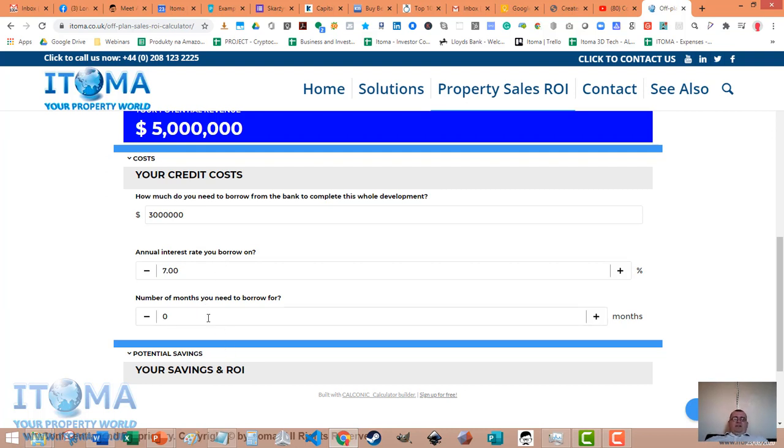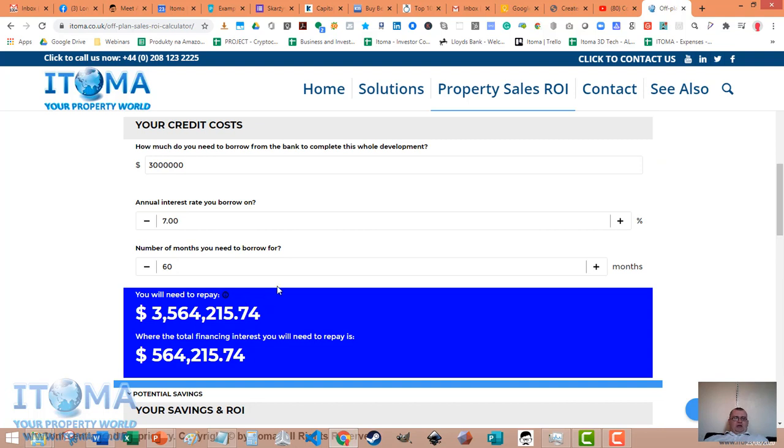Now, the usual term for such a loan is between 3 and 5 years. Let's take 60 months on this occasion, so 5 years. That means that on the borrowing need of $3 million, you will need to repay over $560,000 of interest. And that's basically the extra cost of this development that is going to be on your business and taking down the margin. So now let's take a look at the actual business case.